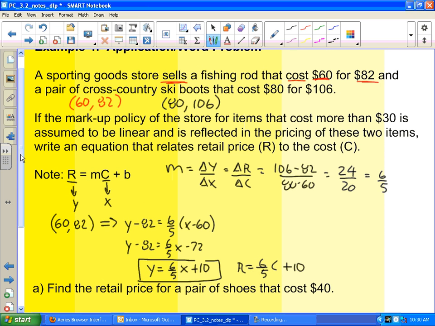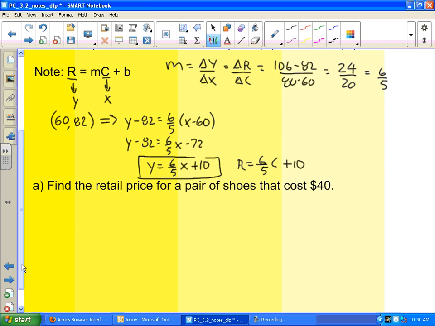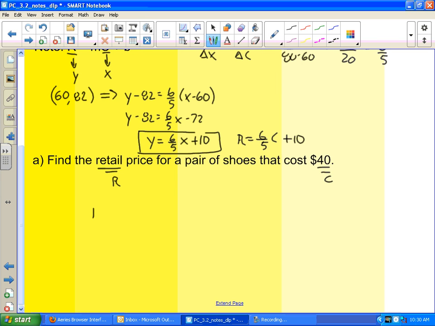Then we want to find out the retail price for a pair of shoes that cost 40. So again, this number here is a C value. We are looking for an R value in the problem. So I'm going to plug 40 in for my X, or my C, into that equation. So we have 48 plus 10. So who was it that had the $58? Is that you, Alex? Nicely done. So it cost retail $58.